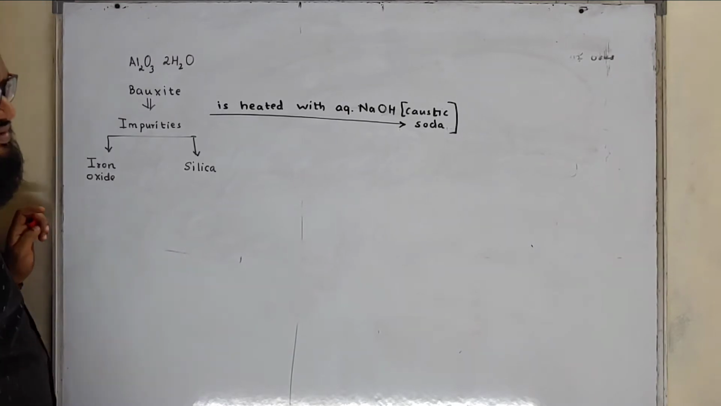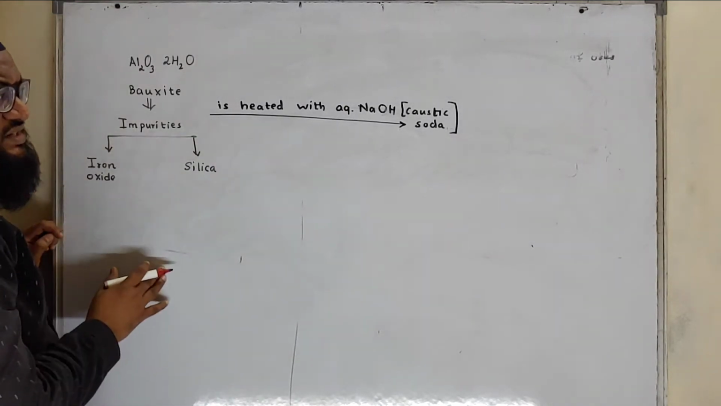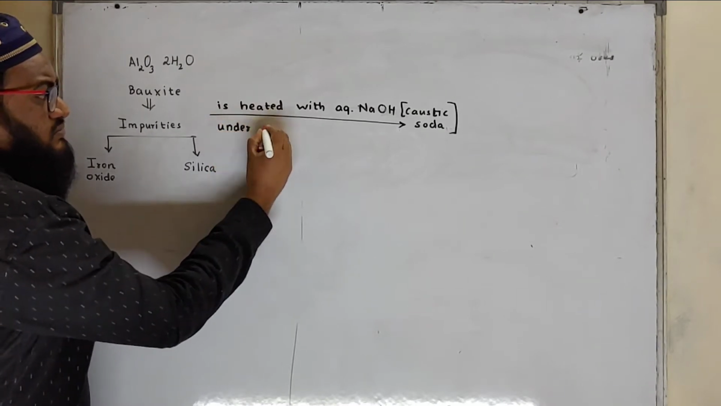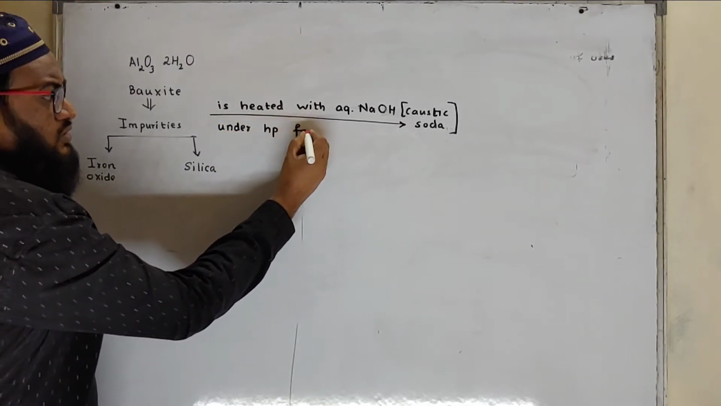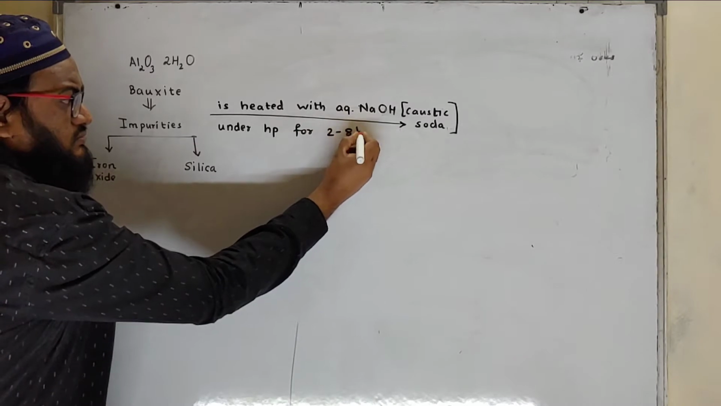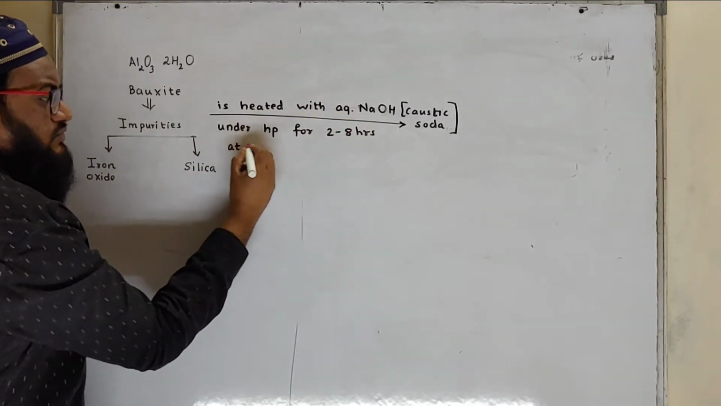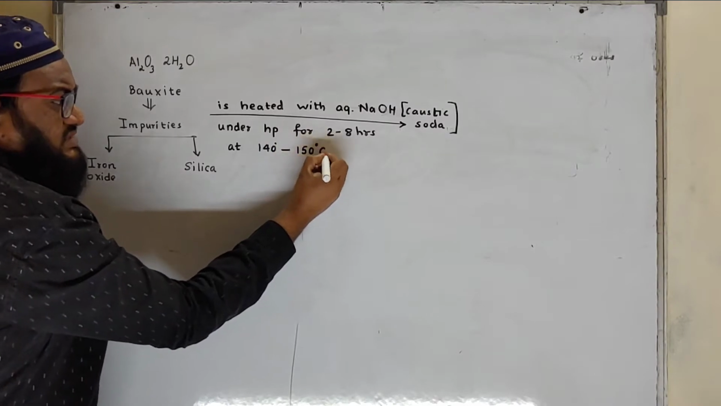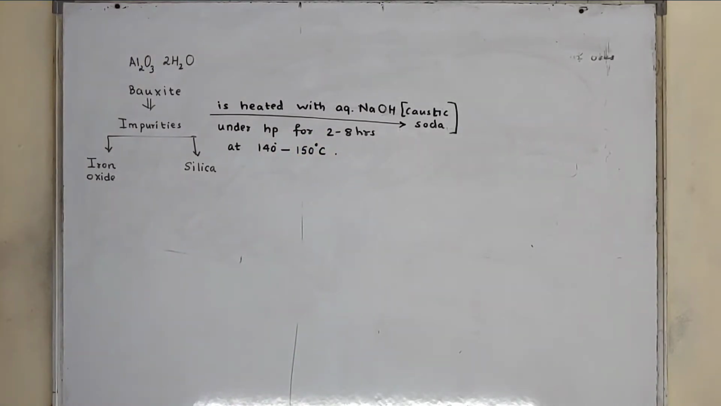Now what will happen over here? When it is heated with aqueous sodium hydroxide, it is heated under high pressure for 2 to 8 hours at 140 to 150 degrees Celsius in a large steel tank. Now what will happen after heating?